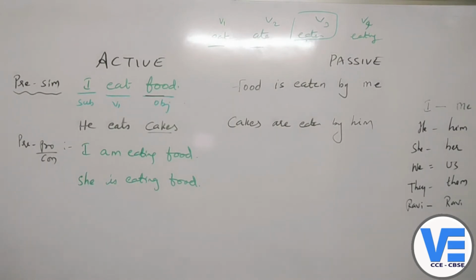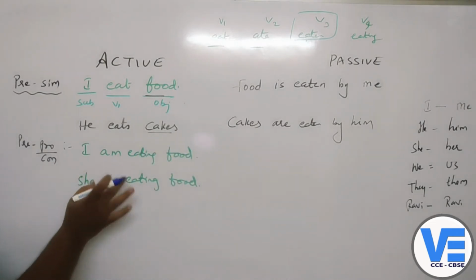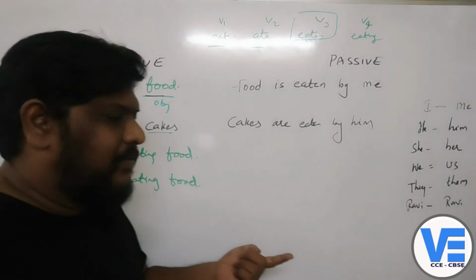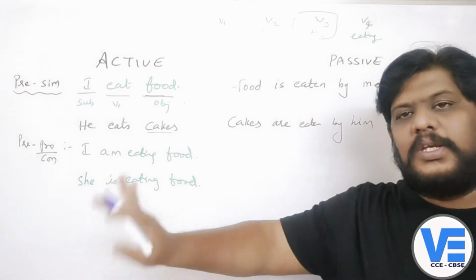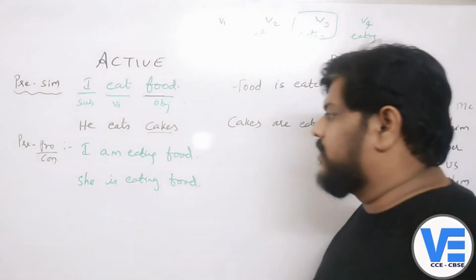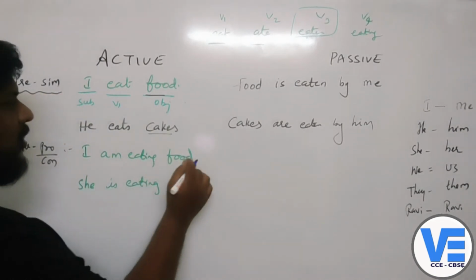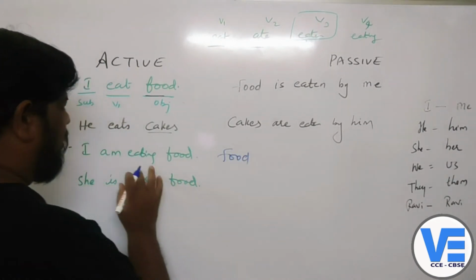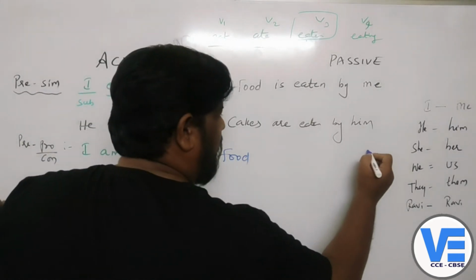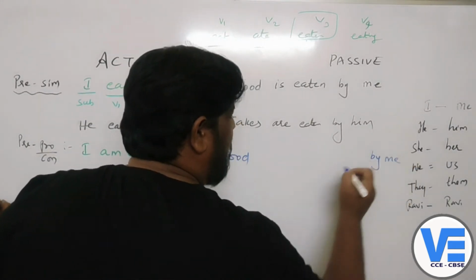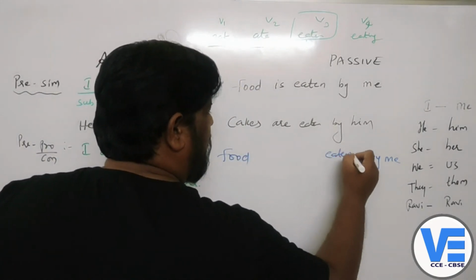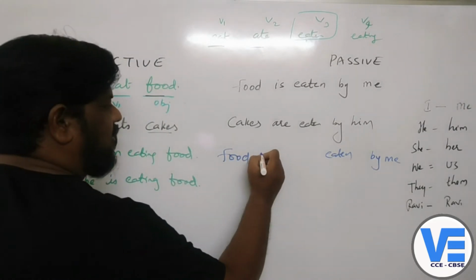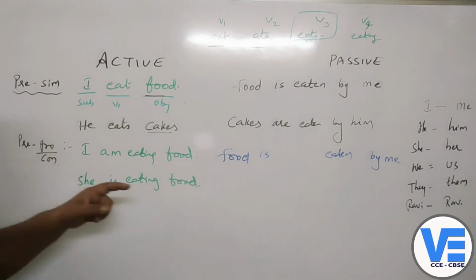Okay. So now, how will you write the passive voice? Now you have to write the passive voice, but the thing is that the meaning should not change. I'm eating food. She is eating food. So when you write in the passive voice, the meaning should not change. First of all, we'll write whatever we know. So food comes here, and the common one is by me. Also we have written eaten, and because this is present tense, we are using is. So now food is eaten by me.